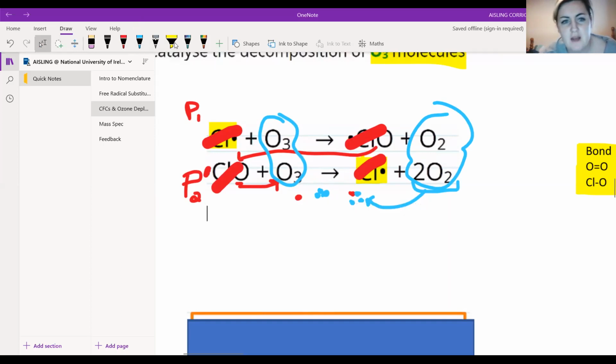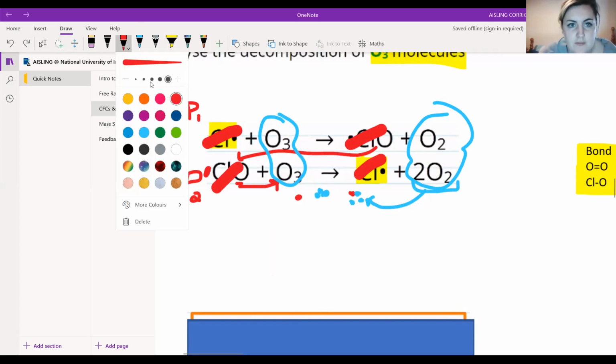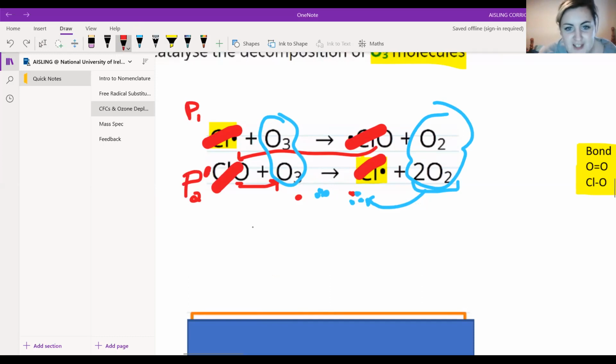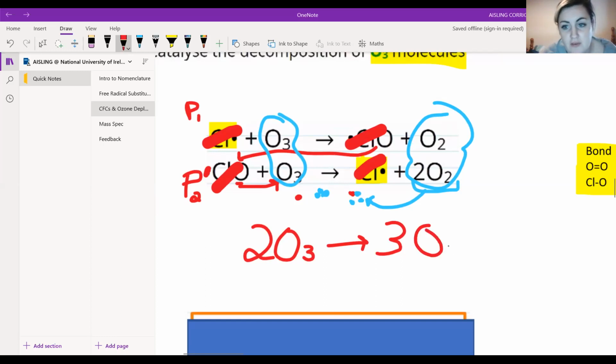Oh yeah, I was supposed to write it down. Sorry, bear with me guys. So 2O3 makes 3O2. And that's how holes happen in the ozone. Well, one of a few reasons, but that's one of the reactions there, okay? So you need to know the overall equation as well as the propagation steps here. You need to know this in particular, and hopefully I've illustrated that okay.